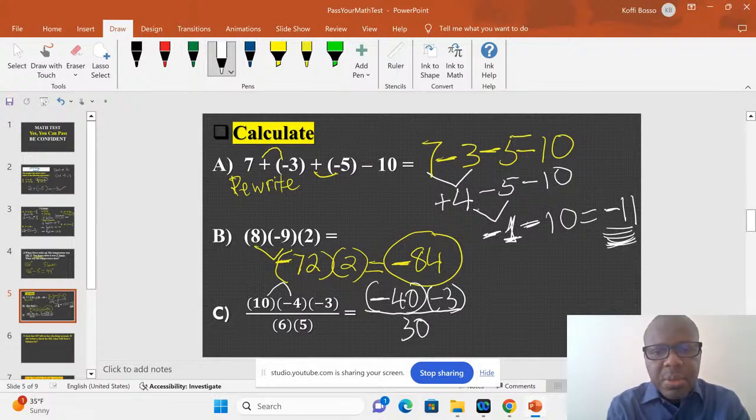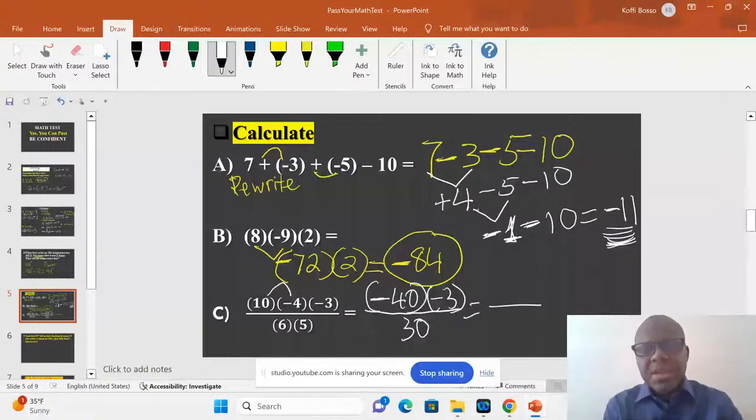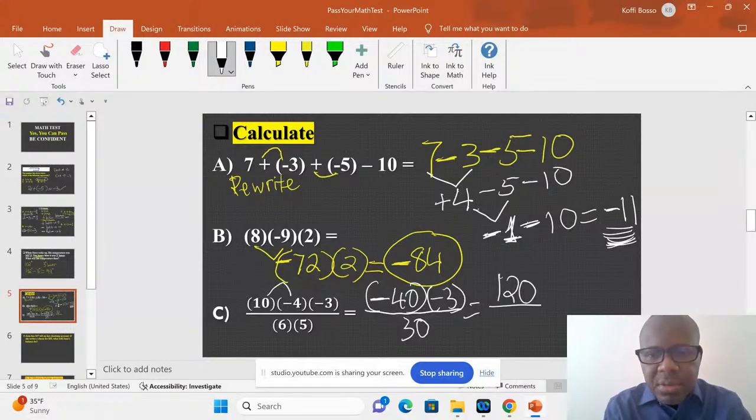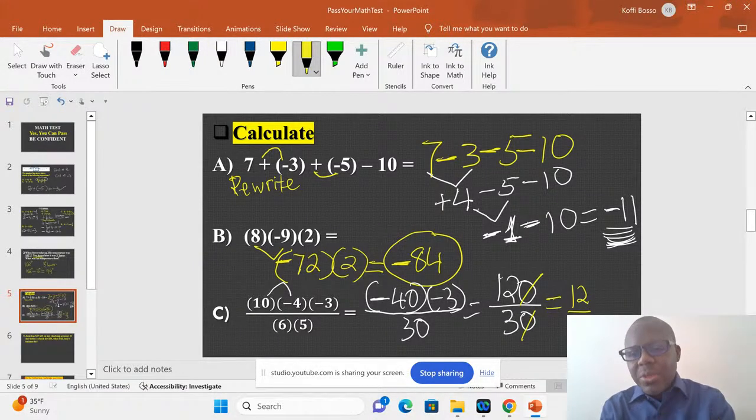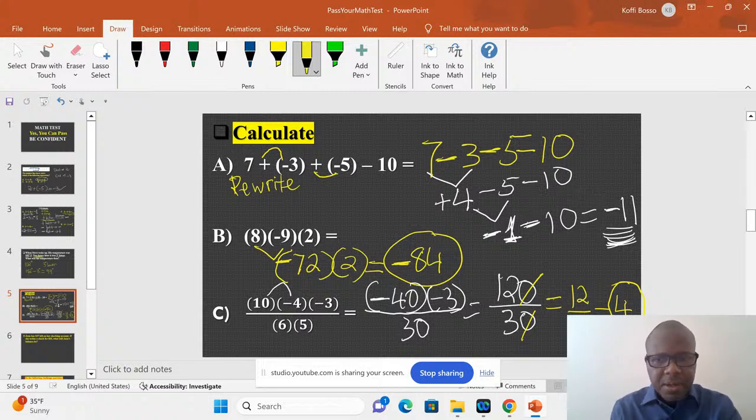No problem. We continue. So, negative 40 multiplied by negative 3. Negative multiplied by negative returns to positive. So 40 multiplied by 3 is 120. And we have 120 divided by 30, which is the same as 12 divided by 3. Perfect. And 12 divided by 3 is 4. And the answer here is positive 4. Okay, let's continue.